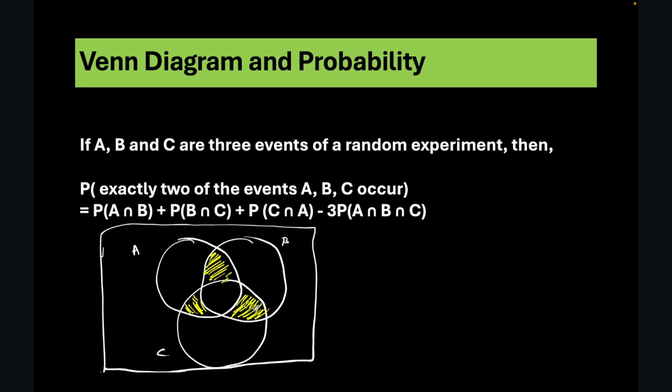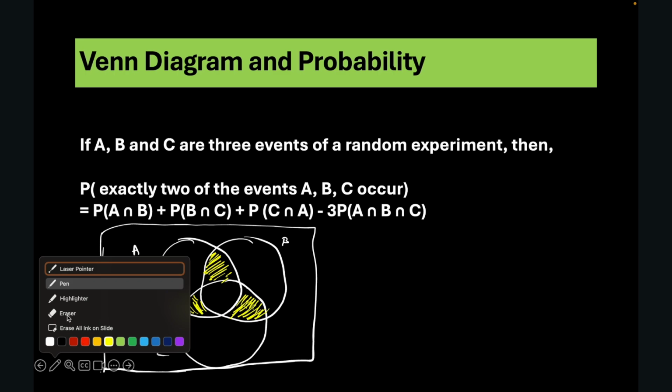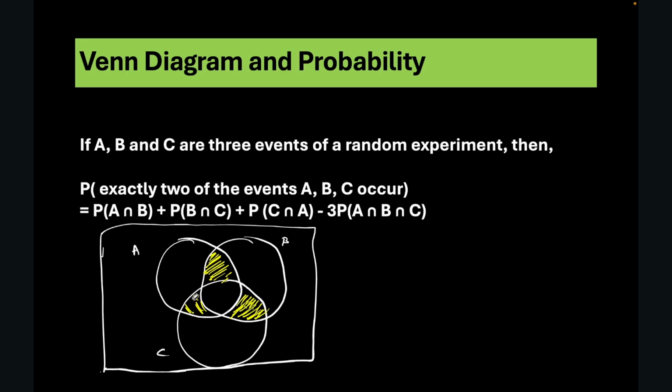Well, let's look at what they've done here. They've taken A intersection B, which is this part. They've taken B intersection C, and C intersection A. That's all they've taken. And then they've subtracted it with the middle part. So how does that work? Let me erase this, and let's try to figure it out.